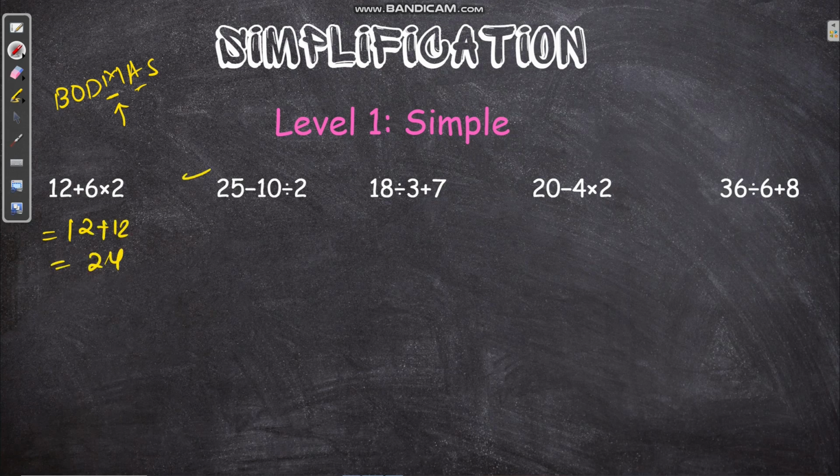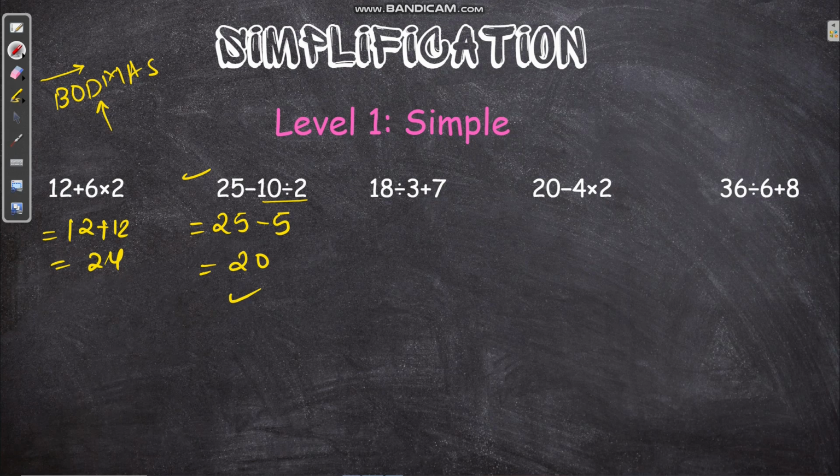Let's solve the next example, that is 25 minus 10 divided by 2. Over here we have division and subtraction. So division is first. You have to start from the left hand side: brackets, of, division, multiplication, addition, subtraction. So I'll write 25 as it is, minus 10 divided by 2. 10 divided by 2 is 5. So 25 minus 5 is 20. That is your answer.